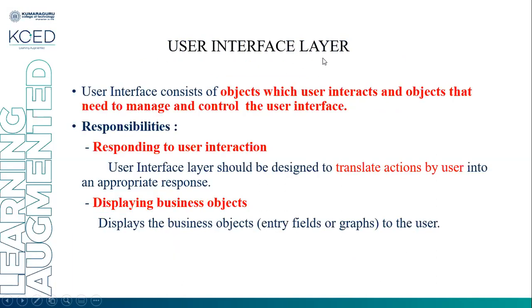Next is the user interface layer. The user interface consists of the objects with which the user interacts and the objects that manage and control the user interface. The responsibilities of the user interface are responding to the user interaction. The user interface layer should be designed to translate the actions by the user into appropriate responses. It also displays the business objects, entire fields or graphs, to the user.